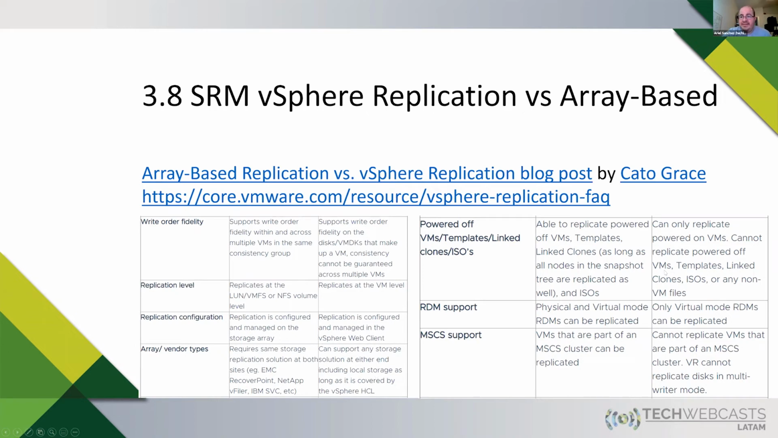Some other interesting features or caveats. If you want to use vSphere replication, you can only replicate powered on VMs. Meaning templates, linked clones, ISOs, and any non-VM files will not be replicated. But if you're using array replication, you will replicate anything in that LUN. If you are using RDMs, physical and virtual are supported with array replication. Only virtual is supported with vSphere replication.